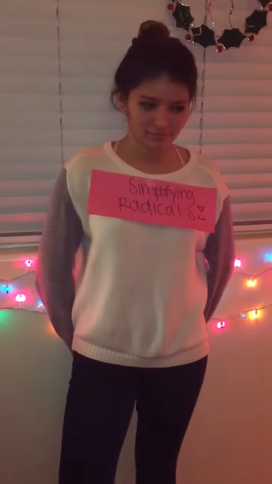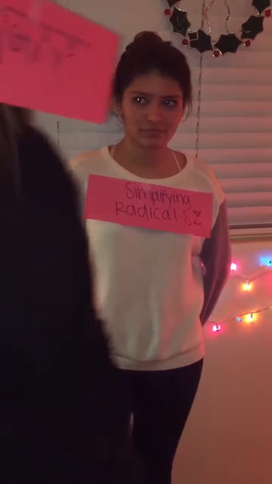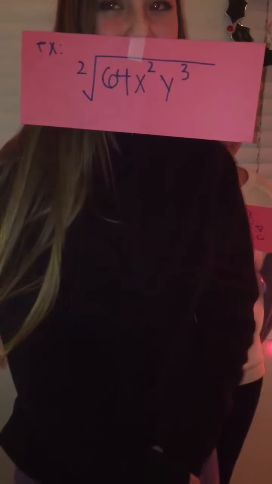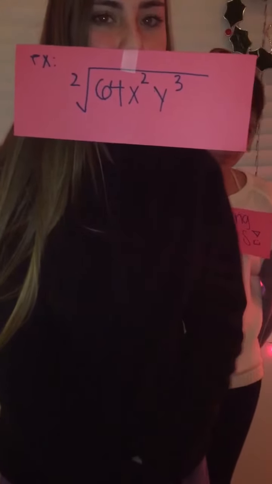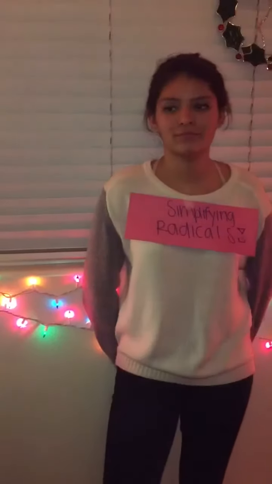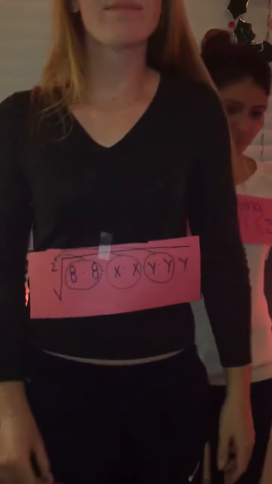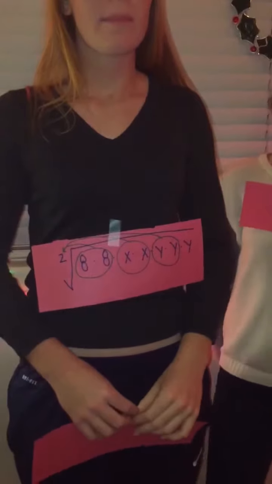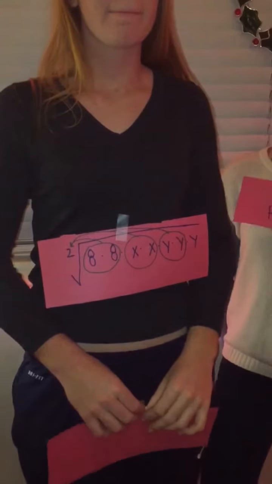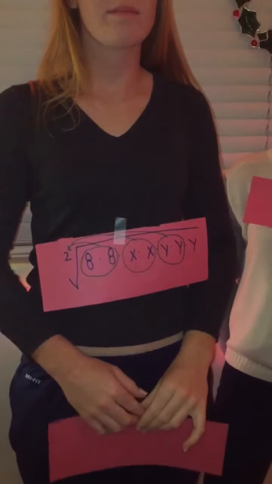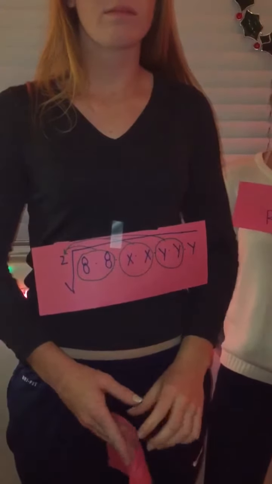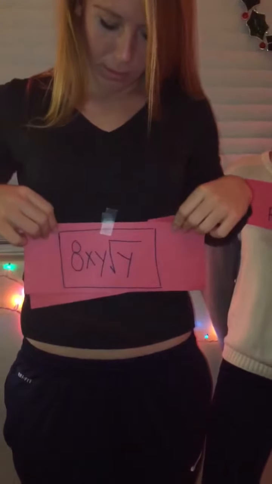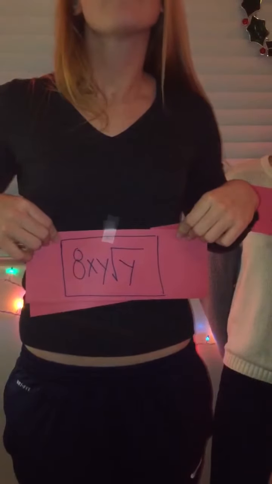Simplifying radicals. Example: the square root of 64x squared y cubed. Step 1. First, you have to take 2 out of every single digit. So you take 2 8's, 2 x's, and 2 y's out of the radical and leave just a single y in there. So your final answer would be 8xy square root y.